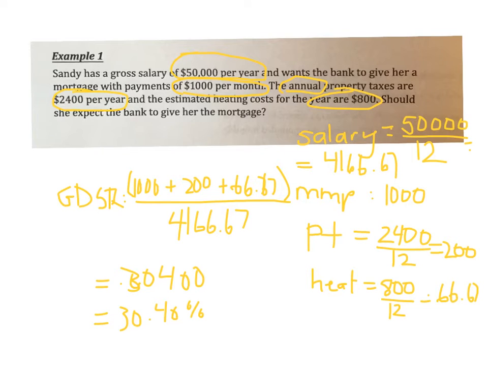We have to answer the original question. Will she, or should she, expect the bank to give her the mortgage? Remember, it's all about the 32. So the answer to this one would be yes. Now that's not for full marks. You have to say your backup. So yes, it would be because the gross debt service ratio is under, and you have to mention the 32%.